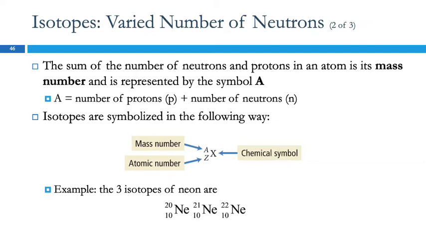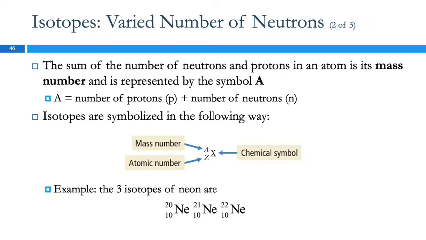We can represent the different isotopes using nuclear symbols like this, where this capital X is the chemical symbol, whatever its chemical symbol is on the periodic table. Down here, a subscript to the left is the atomic number. That's the number of protons. So that's the number above the element symbol on the periodic table. The mass number is the total of protons and neutrons.